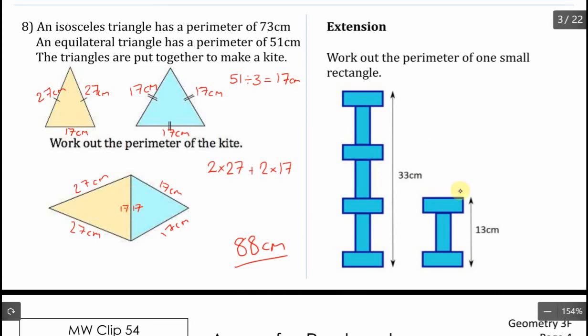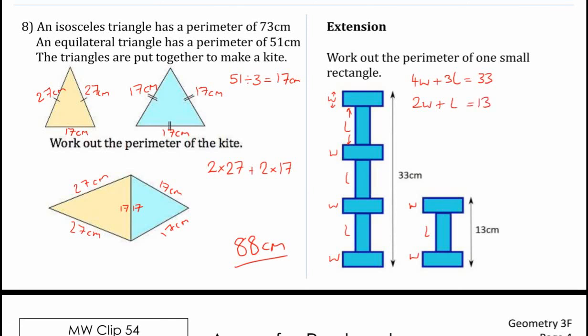And the last one, this is a tricky question. It's kind of a simultaneous equations question, actually. If we call this the length, this length here of each rectangle, and if we call this the width, just this short edge, then what we've got here are 4 widths added to 3 lengths, and that is a height of 33. And on the smaller shape, we've got 1 length plus 2 widths, and that is equal to 13.